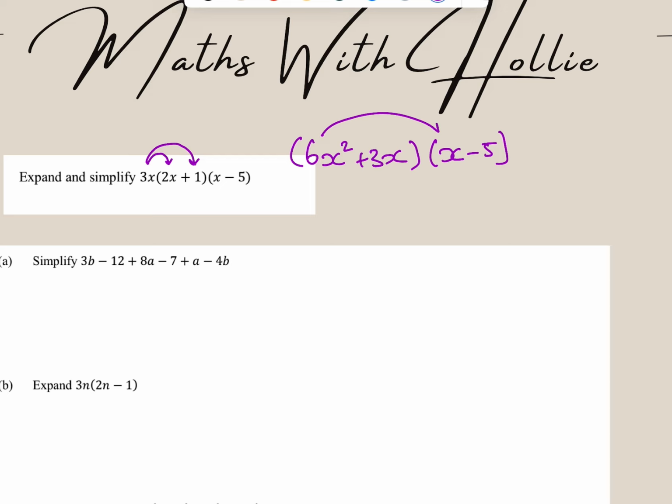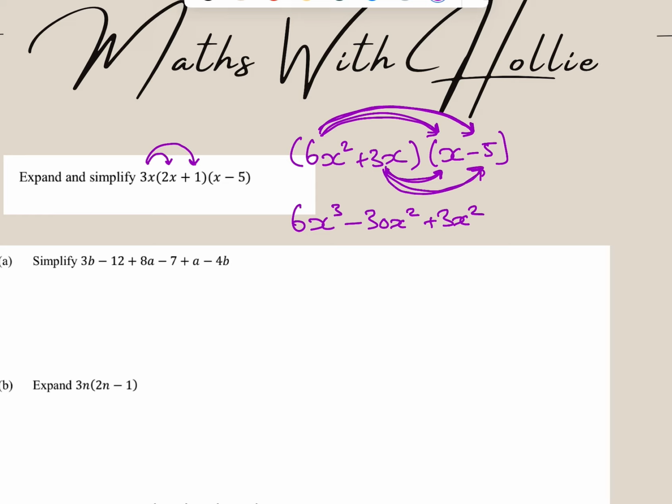So now I like to call this the moon method because it kind of looks like a moon. That's just to let me know I need to multiply 4 things together. 6x squared times x is 6x cubed. 6x squared times negative 5 is negative 30x squared. 3x times x is plus 3x squared. And then 3x times minus 5 is going to be minus 15x.